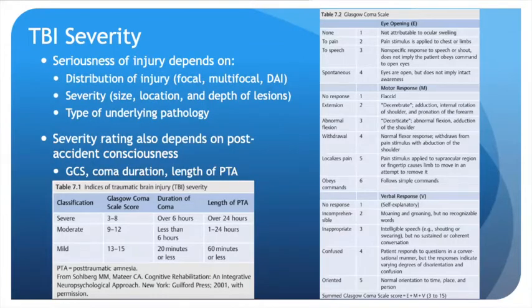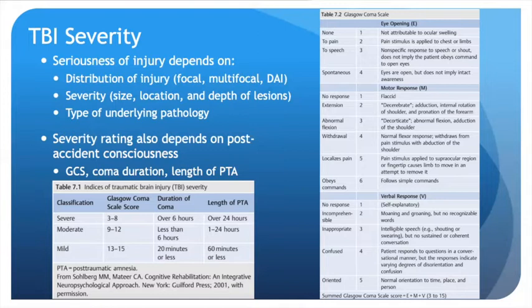So TBI severity, the seriousness of the TBI injury, depends on the distribution of the injury. Are we talking about a single focal point, a multifocal point, a kind of diffuse axonal injury? We're talking about a severe TBI in terms of the size, the location, the depth of the lesions. What type of underlying pathology are we talking about?